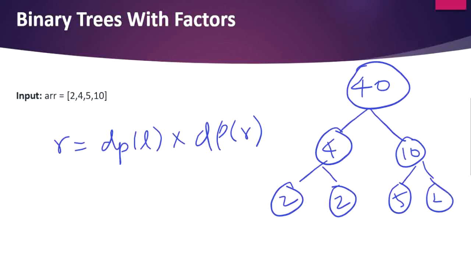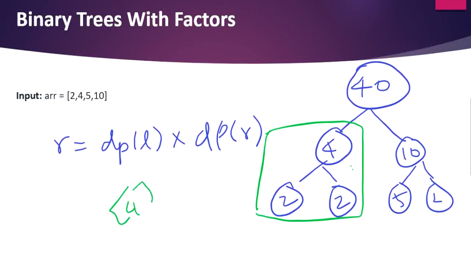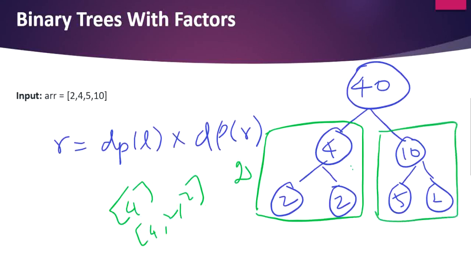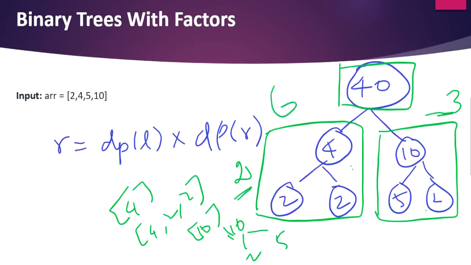So if you consider 4 alone, using 4 as a root node, you can form 2 trees. That is 4 as an individual tree and 4, 2, 2 as one more tree. So you can form 2 trees. The same way, if you consider 10 alone, you can form 3 trees. That is 10 as a single tree, 10, 5, 2 as one tree and 10, 2, 5 as another tree. So you can form 3 trees. So by having 40 as your root node, you can form 2 into 3, 6 trees.